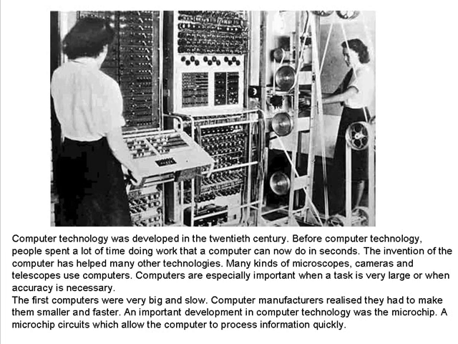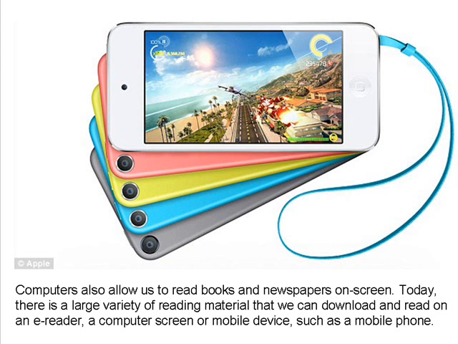Computers also allow us to read books and newspapers on screen. Today, there is a large variety of reading material that we can download and read on an e-reader, a computer screen or mobile device, such as a mobile phone.